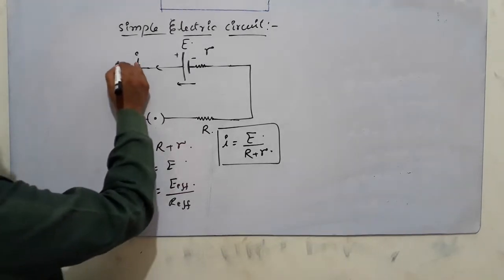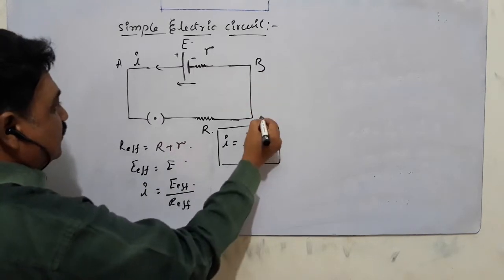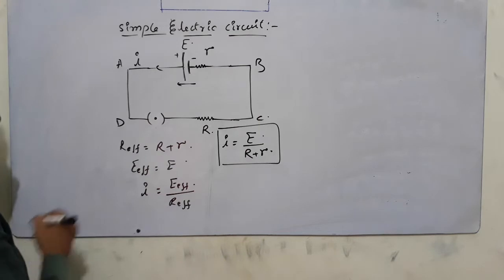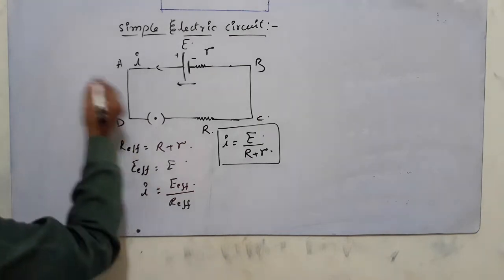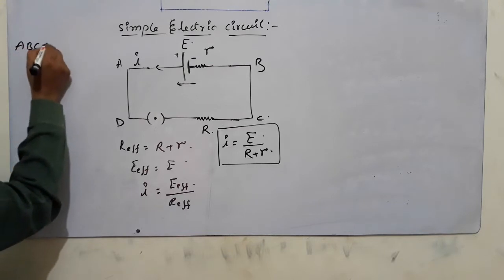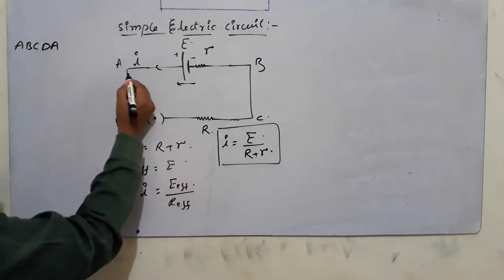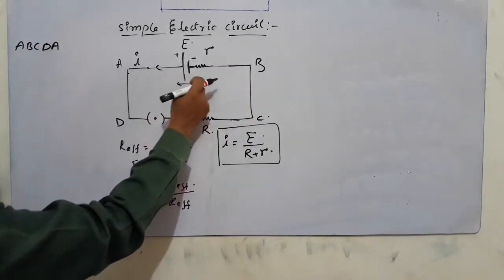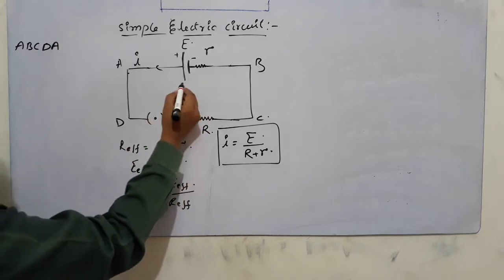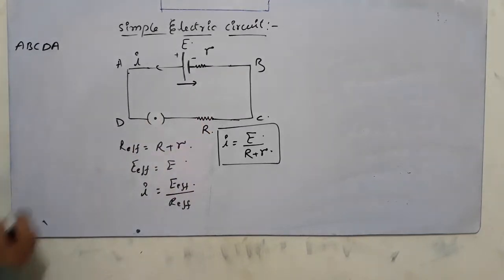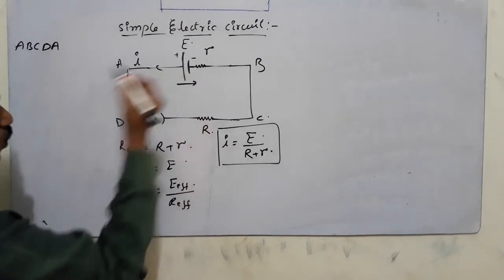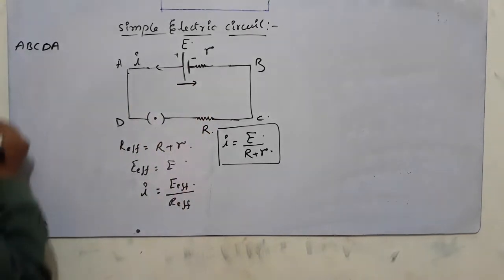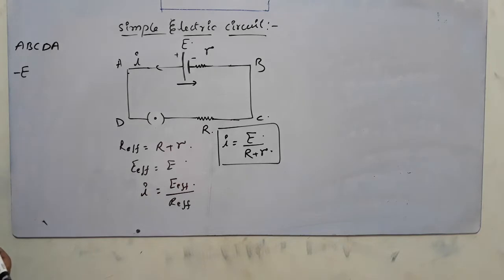See, this is A, B, C, D, A. It is a loop. A, B, C, D, A. I am taking this loop A, B, C, D, A. In this loop, I am moving from A to B. That means first across the cell I am moving from positive terminal to the negative terminal. That means high voltage to low voltage. As a result, potential is dropped across this cell. So EMF is taken as negative.